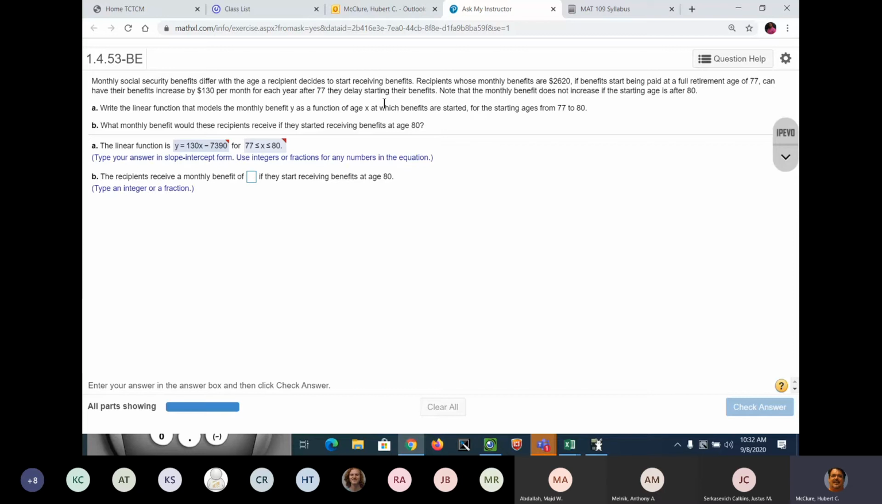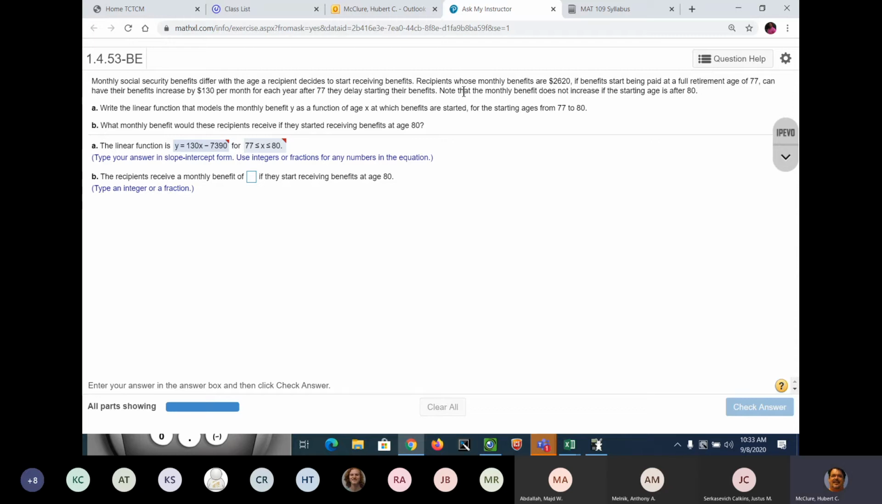It looks like to me that they are starting at 2620. That's what I would assume. I'm trying to figure out where they're getting the 7390 from. I understand the 130x.